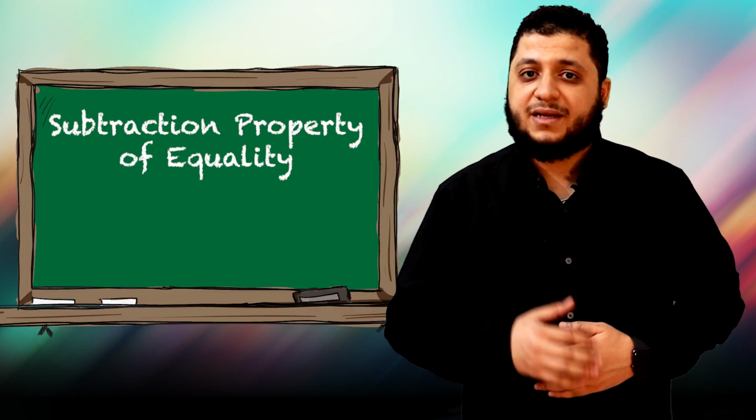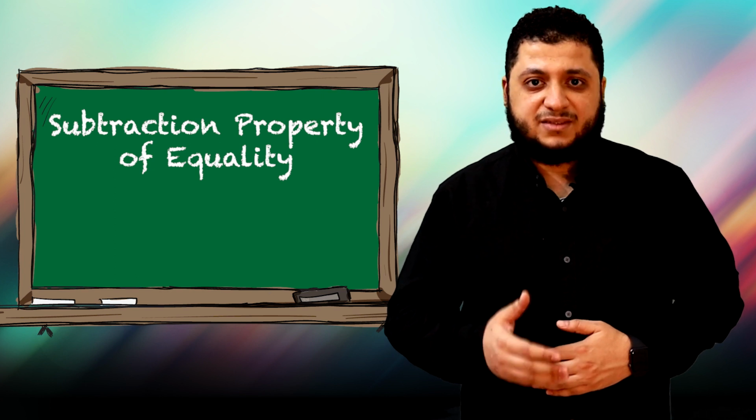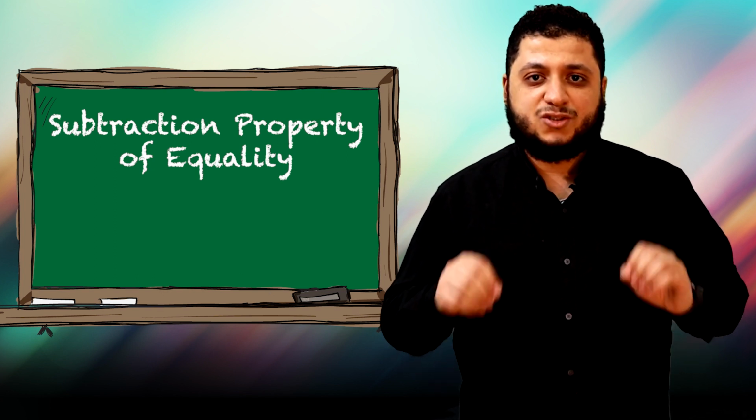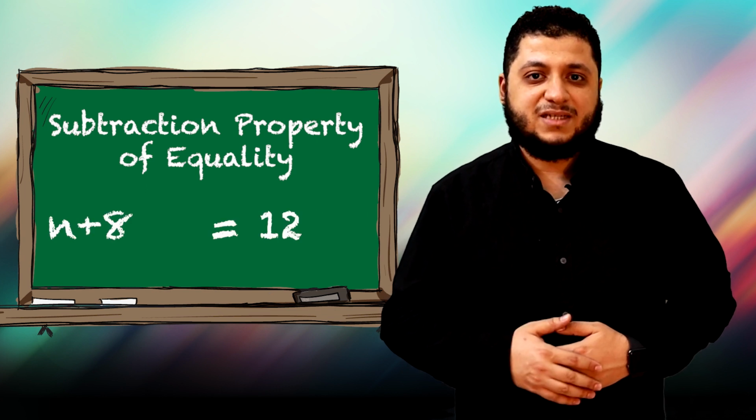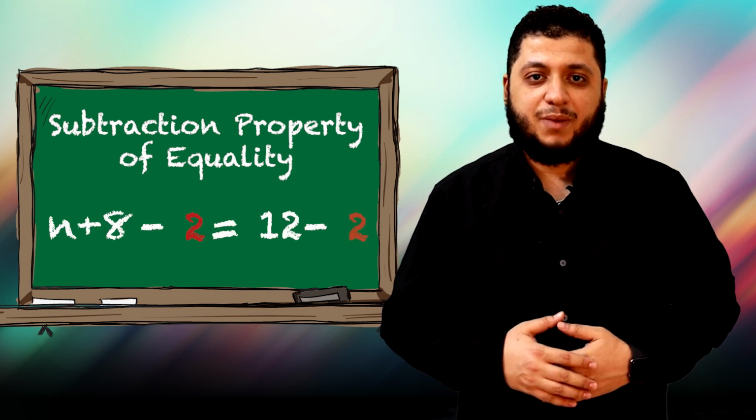Also, if you remove the same quantity from both sides, nothing will be changed. And this is called the subtraction property of equality. And it means you can subtract the same amount from both sides of the equation. For example, n plus 8 equals 12. You can subtract 2 from both sides by the same pattern.